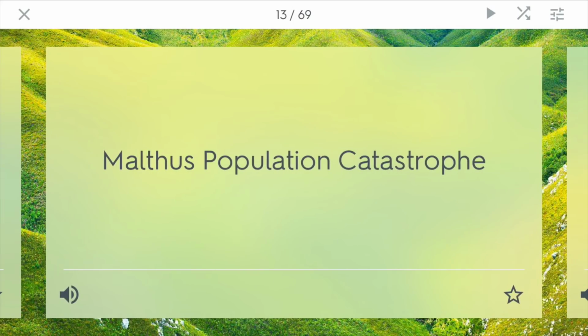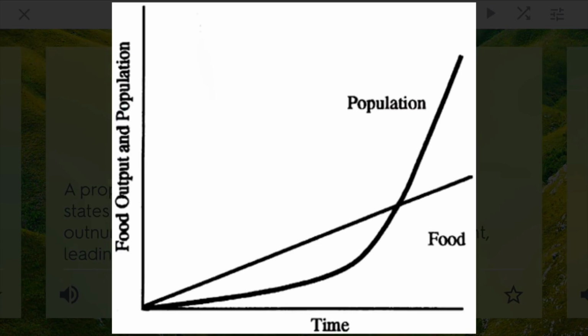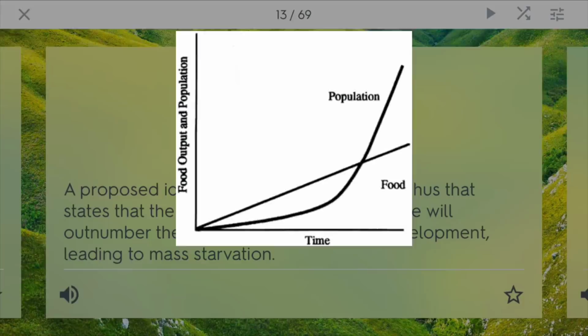The Malthusian catastrophe was a proposed idea by English economist Thomas Malthus back in the day that states that the world's rate of population growth will eventually outpace the rate of food and supply development, leading to mass starvation. So one day, population will grow a lot faster than the food that can accommodate this population, and eventually people might die because they don't have enough food.